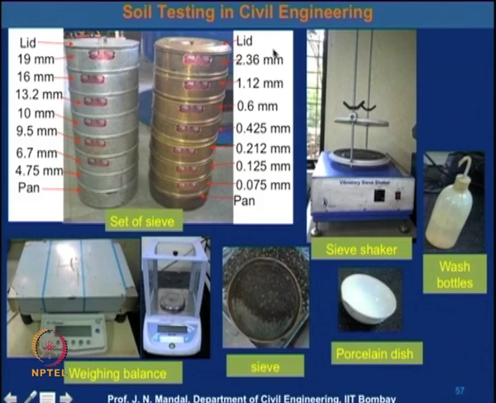And this is the lid about 2.36 millimeter, 1.12 millimeter, 0.6 millimeter, 0.425 millimeter, 0.212 millimeter, 0.125 millimeter, and 0.075 millimeter, and then the pan. This is the sieve shaker, in which you can put the sieves and shake them for a particular time. And this is the wash bottle, this is the weighing balance, this is the sieve.